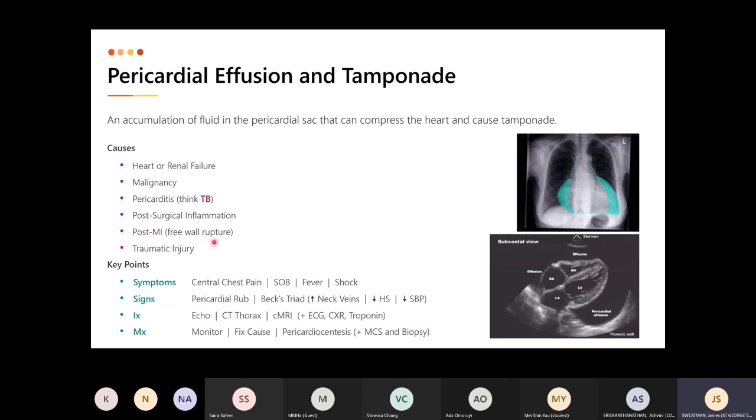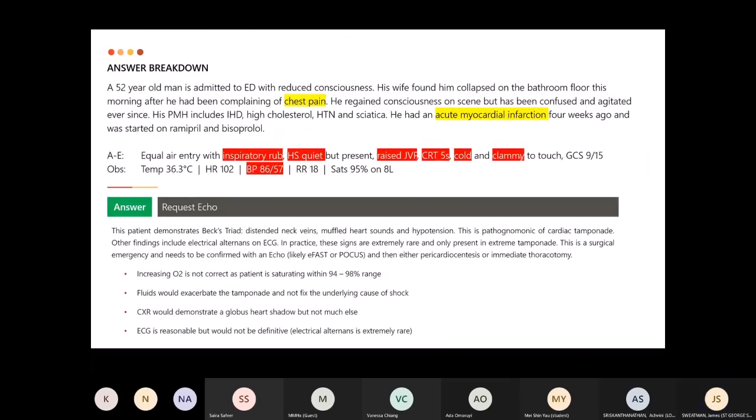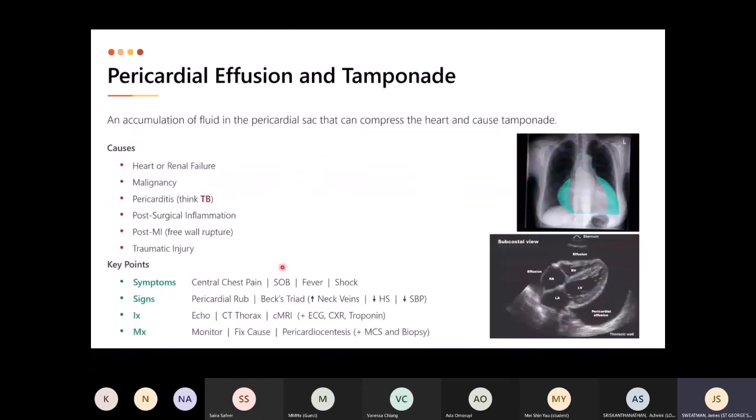So he had a free wall rupture, or you can say it's Dressler's syndrome, or you can say it's probably free wall rupture. So in a free wall rupture, you've got myocardial ischemia that weakens or makes part of the ventricular wall very thin, and then it can result in a rupture and a very rapid effusion and tamponade. And also being stabbed in the chest is also a cause.